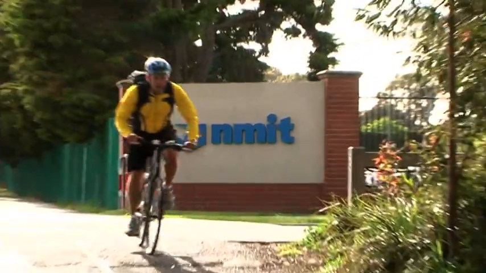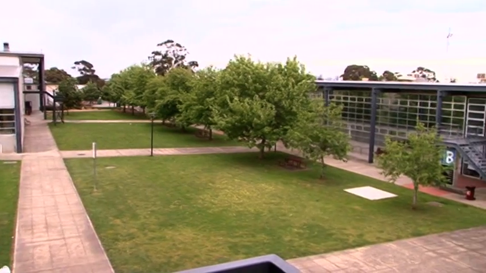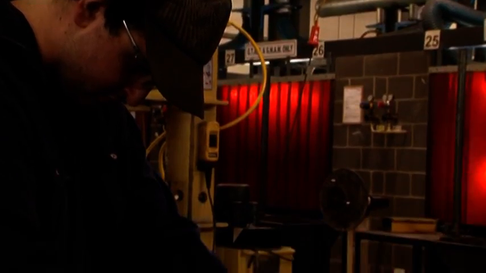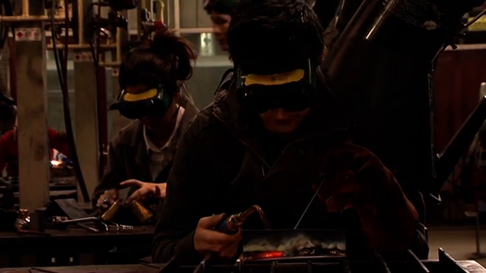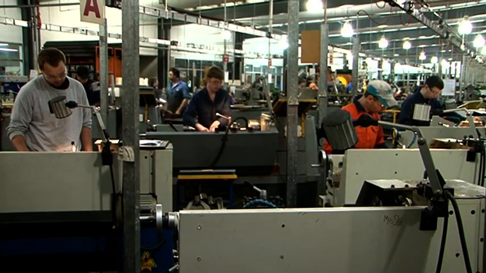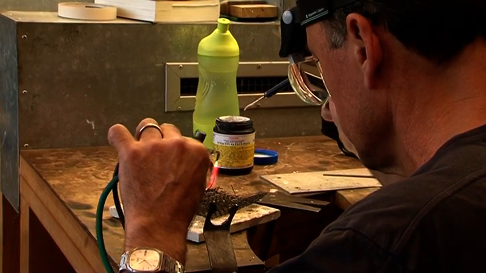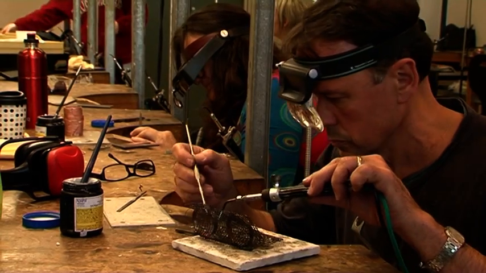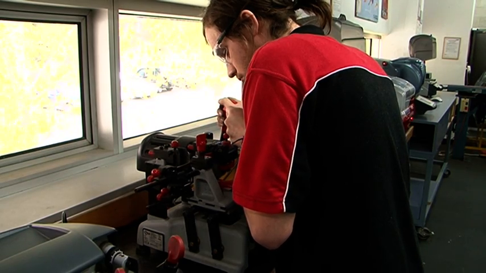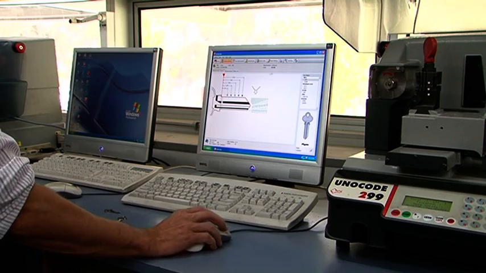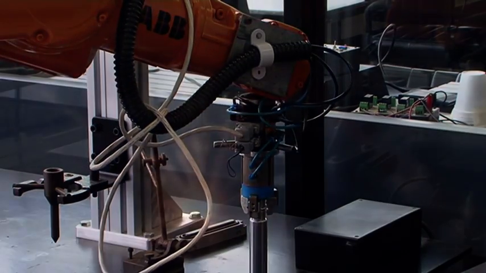Welcome to the Mechanical Manufacturing Department of NMIT, located at the Heidelberg and Fairfield campuses. We offer a range of courses including metal fabrication and welding, fitting and machining, jewellery, which is located at the Fairfield campus, locksmithing security technology, and the Advanced Diploma for Engineering Technology.